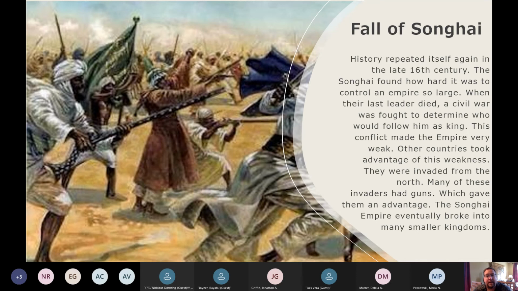And then finally, once again, the empire falls. History repeats itself in the late 16th century. The Songhai found how hard it was to control an empire that was so large. When their last leader died, a civil war was fought to determine who would follow him as king. This conflict made the empire very weak, and over centuries, others took advantage of this weakness. They were invaded from the north, and many of these invaders had guns, which gave them an advantage. The Songhai Empire eventually broke into many smaller kingdoms.